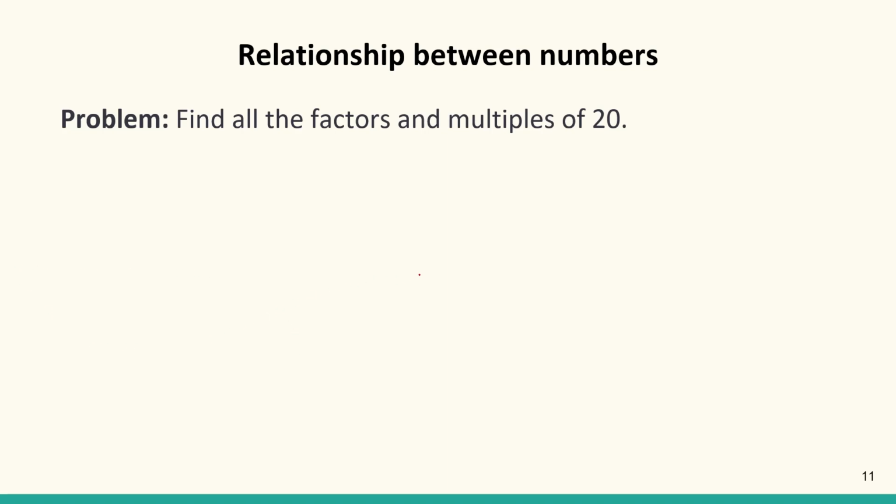So let's first find the factors of 20, the numbers that divide 20 and leave a remainder 0. So 1, 2, not 3, 4, 5, 10 and 20 itself. So these are the factors.